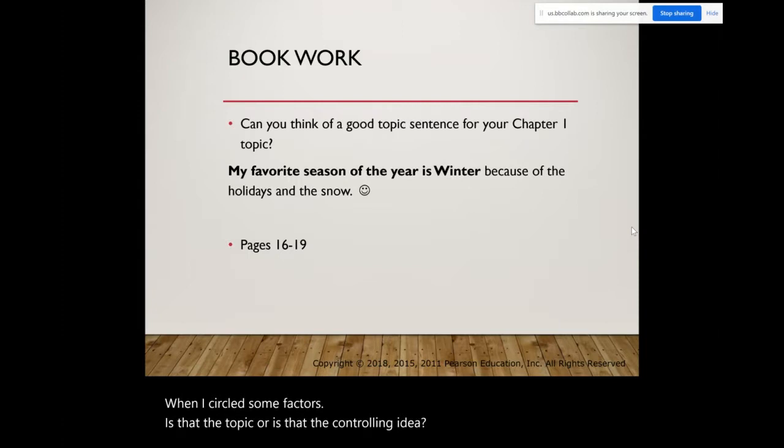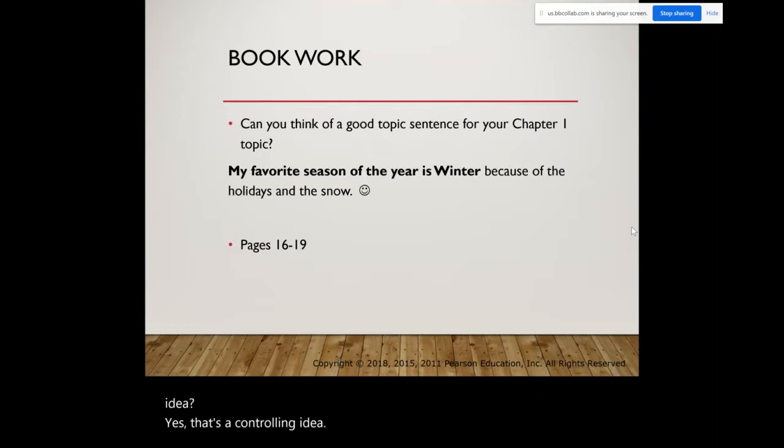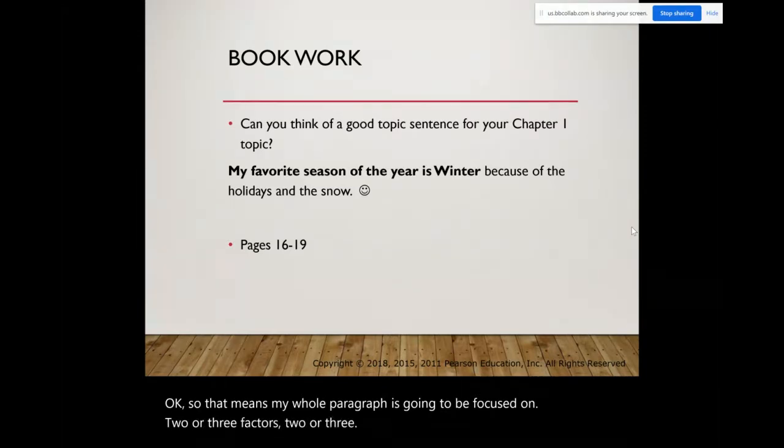Which one, teacher? I'm sorry. Some factors in the gray box. The topic, or will that be the controlling idea? The controlling idea. Yes, that's a controlling idea. Okay, so that means my whole paragraph is going to be focused on 2 or 3 factors, 2 or 3 reasons or situations that make a job more important than having a good salary.